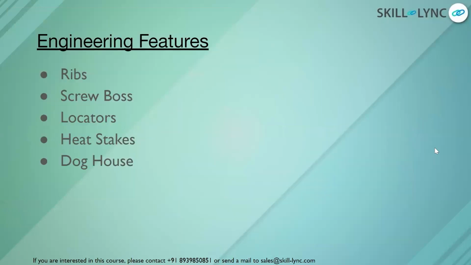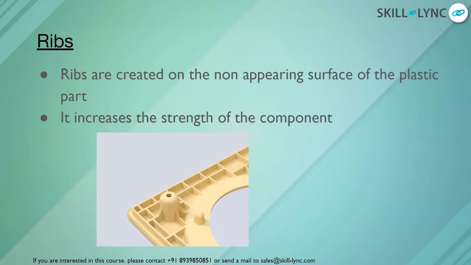Some of the engineering features which we generally see in a plastic are ribs, screw bosses, locators, heat stakes, and dog houses. Okay, so let's try to understand one by one. Ribs are created on a non-appearing surface of the plastic part. Ribs are provided to increase the strength of the component. Wherever a strength parameter is required, we are going to provide ribs. The structure looks something like this.